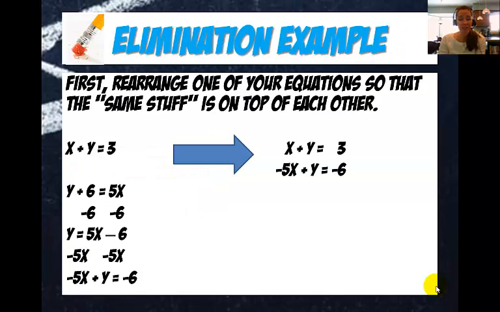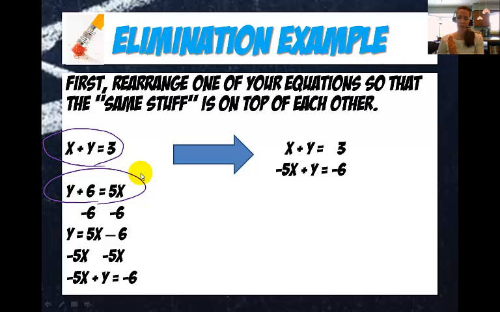All right, first, remember that you are dealing with 2 equations when doing systems of equations. The first thing you need to do is rearrange one of your equations so that the same stuff is on top of each other. You want your x's lined up, your y's lined up, your equal signs, and then the plain old numbers, which are called your constants. If our 2 original equations were these, they're not lined up.